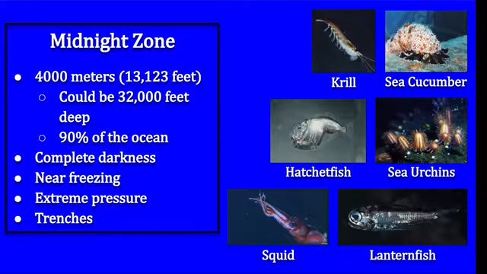This is why animals from the sunlight zone could not live here. Their body would get squished and their lungs would not have enough room for them to breathe. Some of the creatures that live down there are the krill, the sea cucumber, the hatchetfish, sea urchins, the squid, and lanternfish. And these animals rely on food that came from the top of the ocean and floated all the way to the bottom, which is super rare. So food here is super scarce.